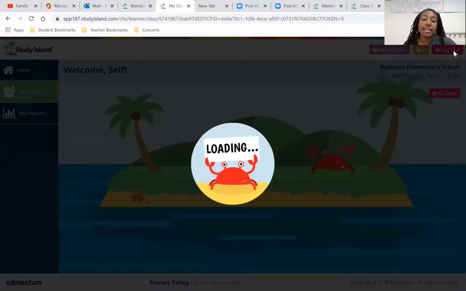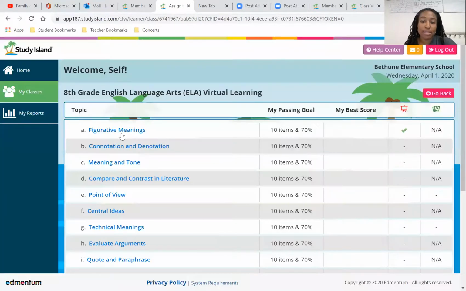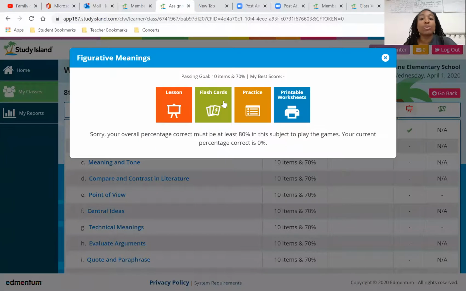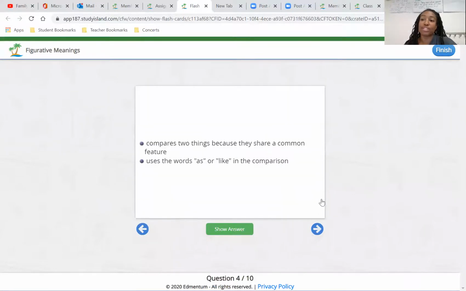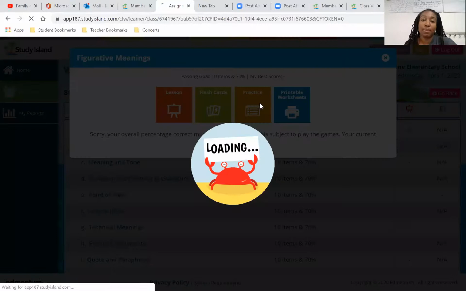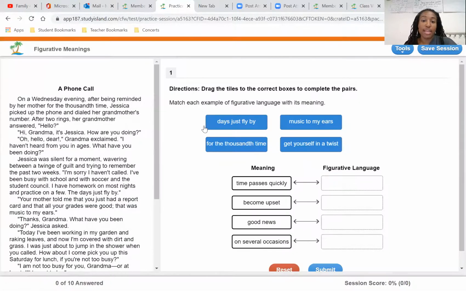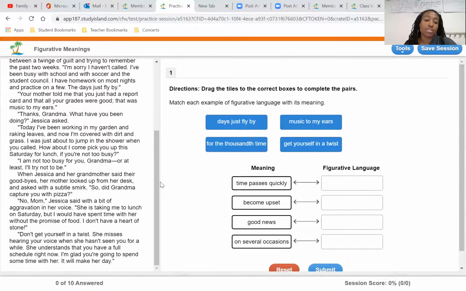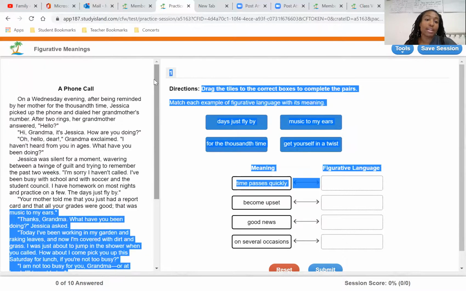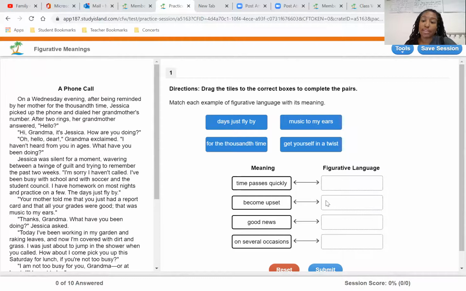So we go in here. Now I want to go back to my figurative meanings, and I'm going to do the flashcards. Analogy. I mean, they're giving you more stuff. Metaphor. Finish. Then I'm going to go to the practice. One thing about ELA, there's so much reading. So you've got to go in here and actually read and then figure out where this stuff is supposed to go. Match the figurative language.